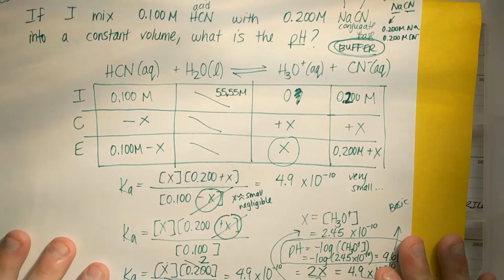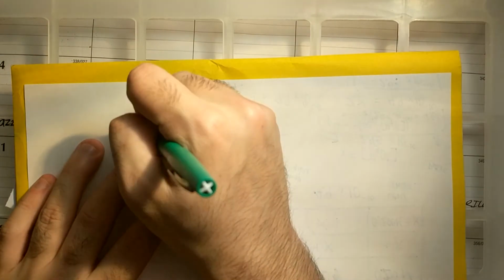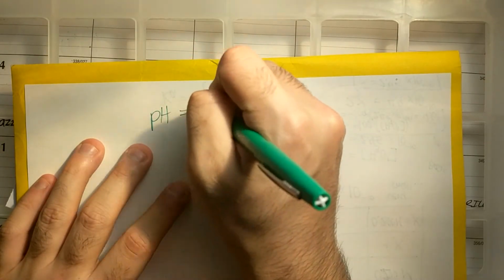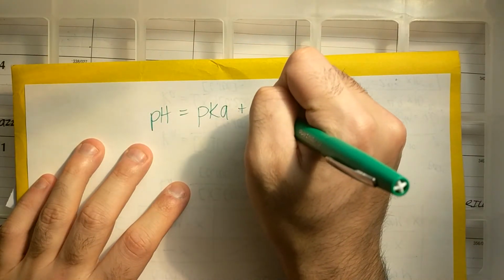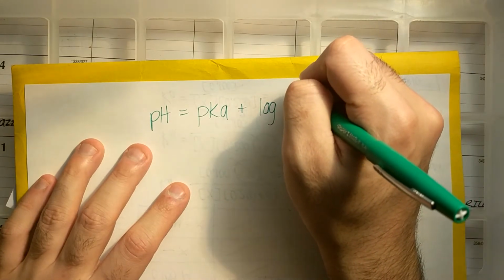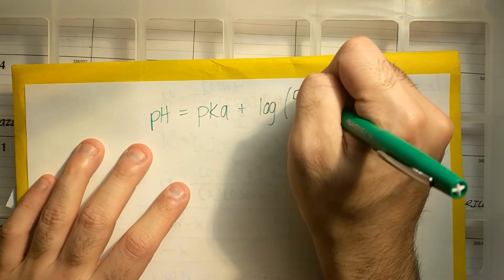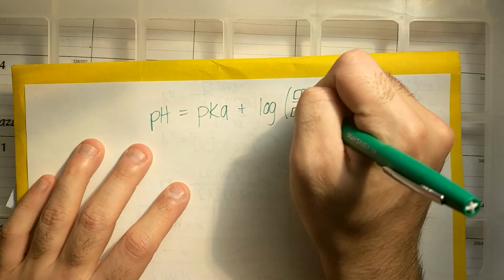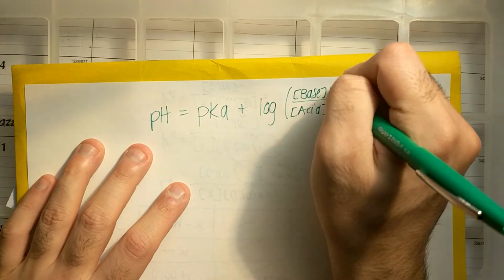Now I'm going to show you the easiest way to do this. All right. So there's this beautiful equation, the Henderson-Hasselbalch equation, that says pH is equal to the pKa plus the log of the concentration of base over the concentration of acid.